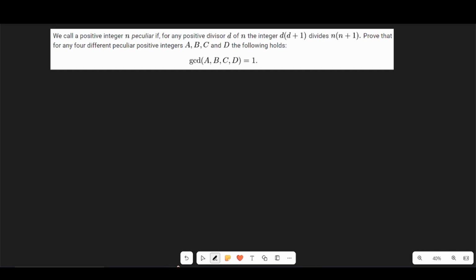And now we will show what kind of numbers are peculiar. Clearly, if n is a prime number, this is a peculiar number because it has only two divisors, 1 and p, and 1 times 2 divides p times p plus 1. And p times p plus 1 clearly divides p times p plus 1. So every prime number is peculiar. And now let's take a number with more than two divisors.